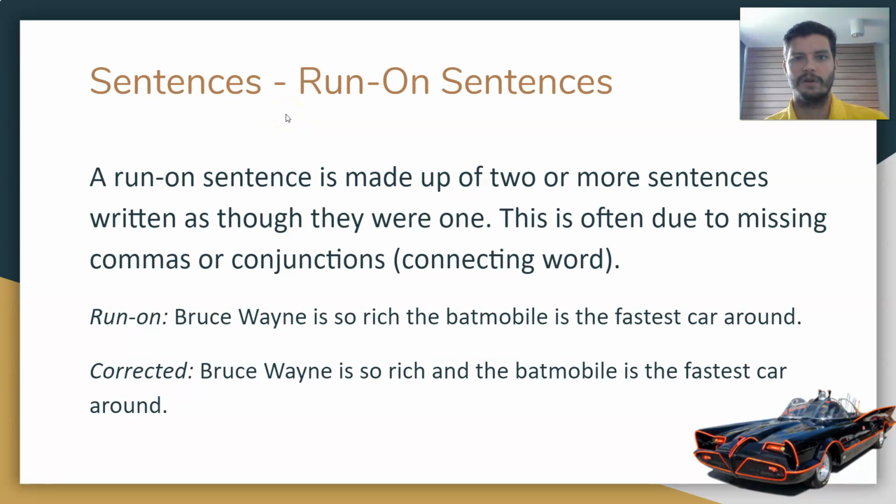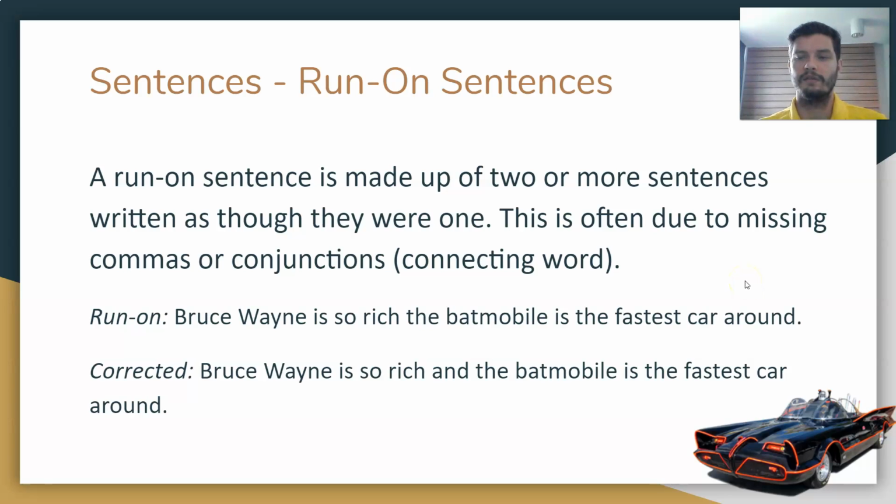All right, now moving on to run-on sentences. A run-on sentence is made up of two or more sentences written as though they were one. This is often due to missing commas or conjunctions or connecting words. All right, an example here, a run-on sentence. Bruce Wayne is so rich the Batmobile is the fastest car around.